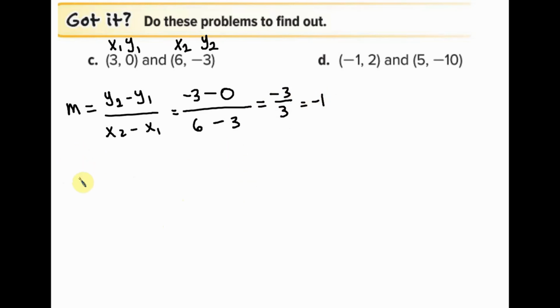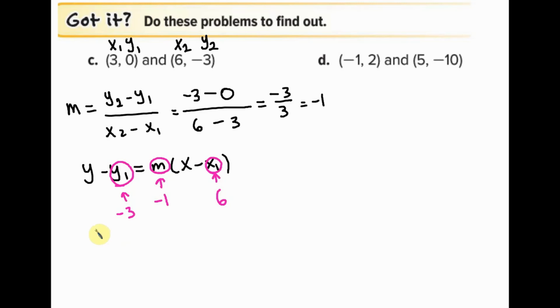If you're using the point-slope form, y minus y1 is equal to m times x minus x1, in this case you need to have y1, m, x1 in numbers. In here, m is negative 1, where your point can be either (3, 0) or (6, negative 3). If you plugged in (6, negative 3), x1 is your 6, y1 is negative 3. When you rewrite this, you'll get y minus negative 3, which will become positive 3, is equal to negative 1 times x minus 6.